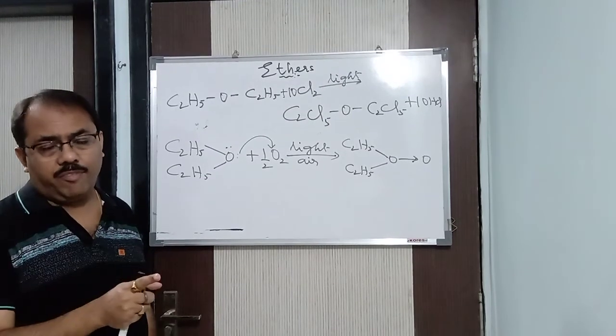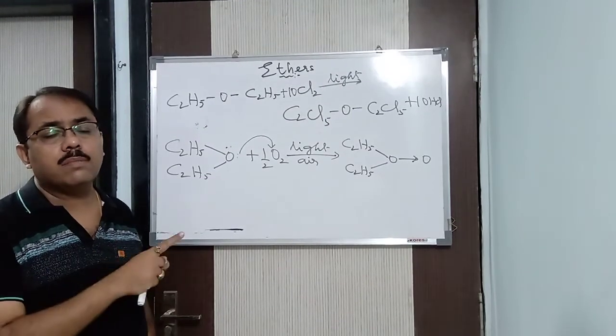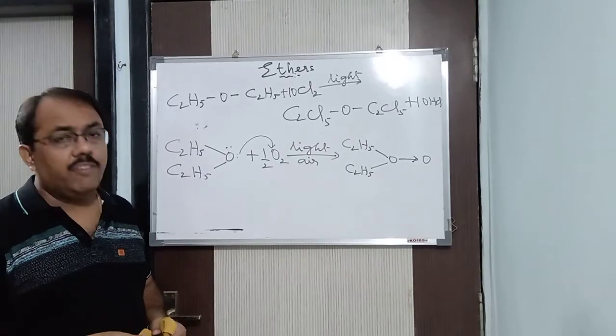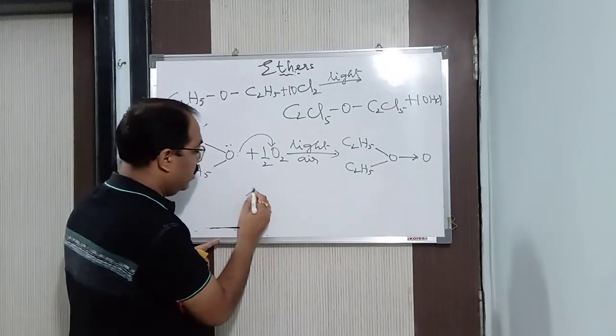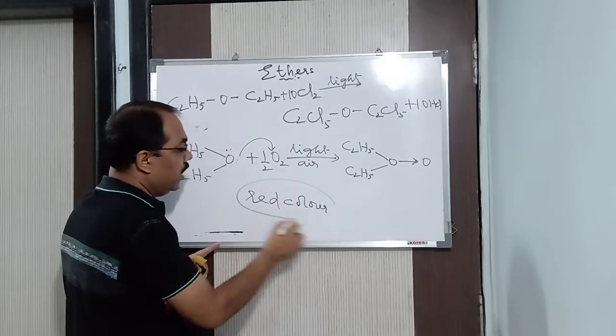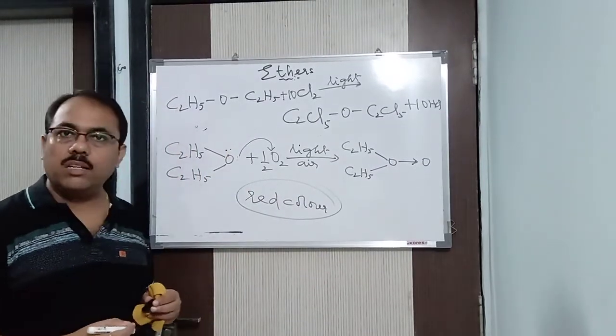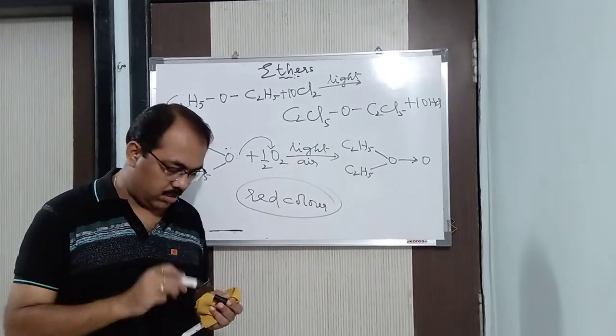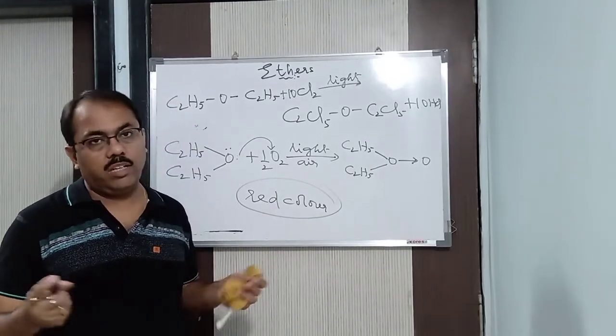Add freshly prepared ferrous sulfate and add KCNS, potassium thiocyanate. If the solution gives you a red color, that means it is contaminated with peroxide. Ether contains peroxide. Now the question is, fine, it contains peroxide.